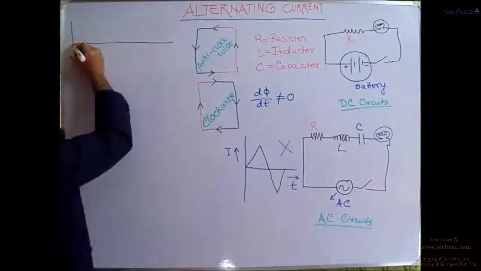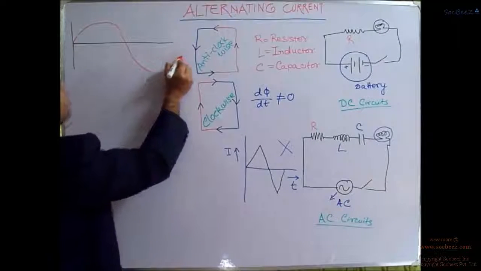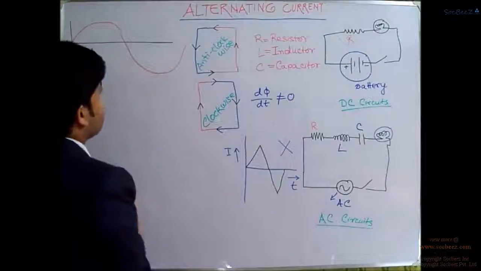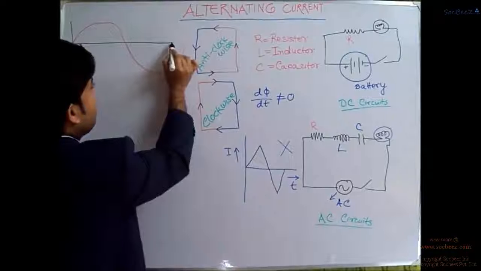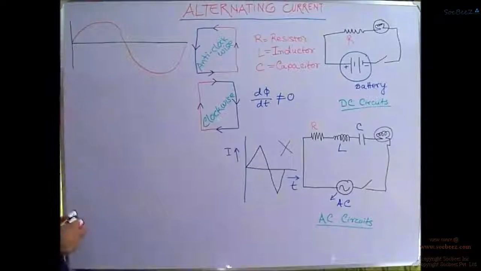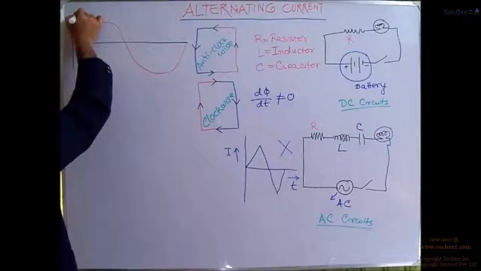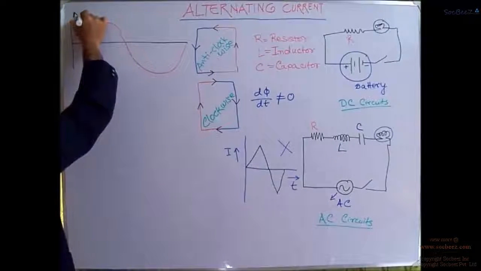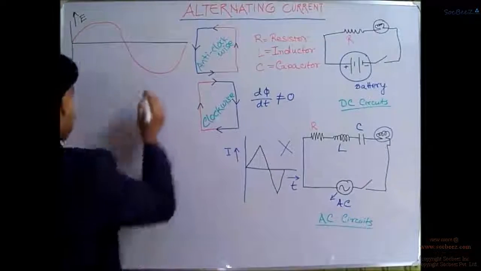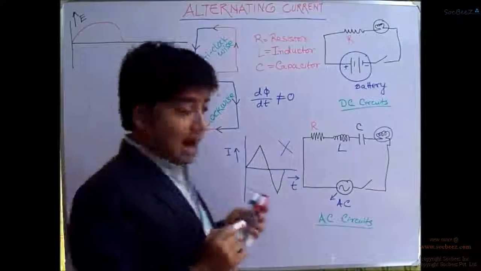So it will attain a maximum value, come down to 0, attain a minimum value and again come down to 0. So this is the actual curve of an alternating current. Over here we could take this axis as, say, the induced EMF, and we could take this axis as time.